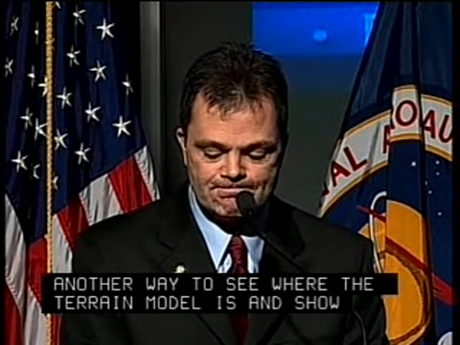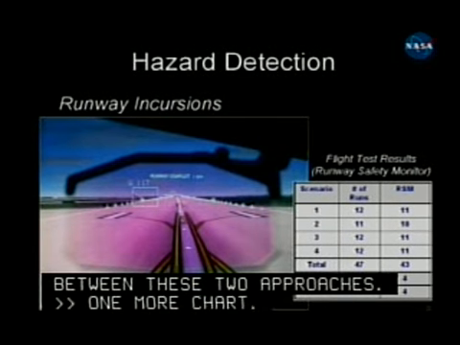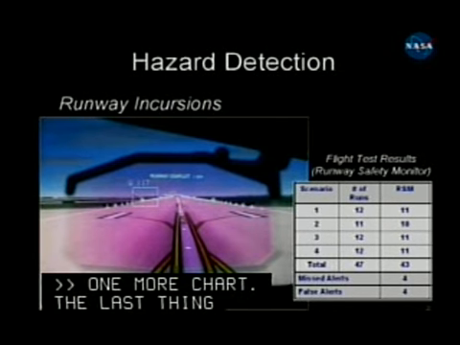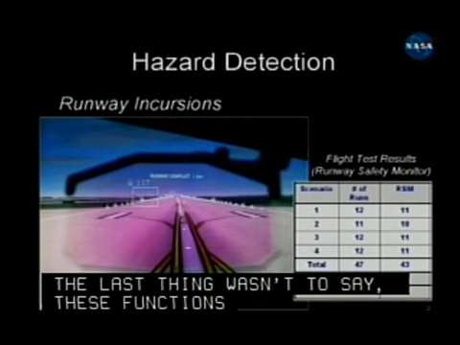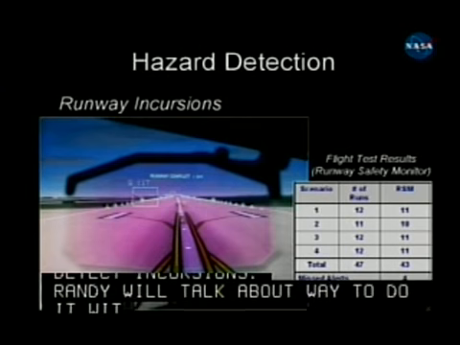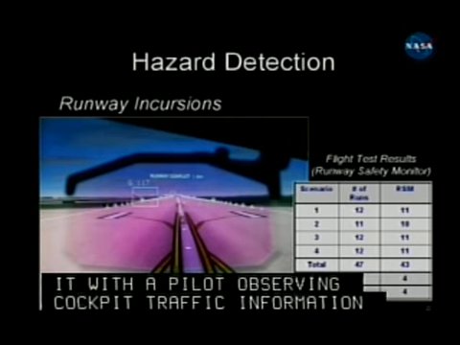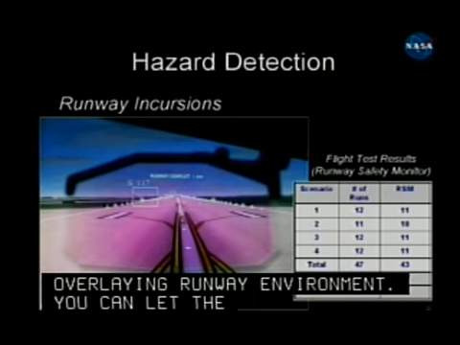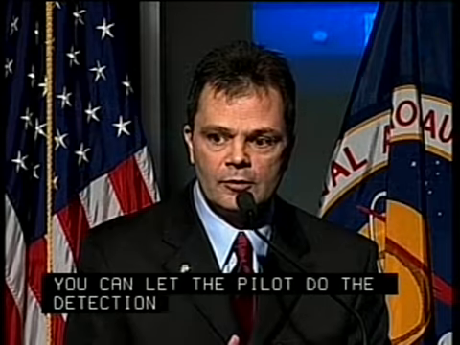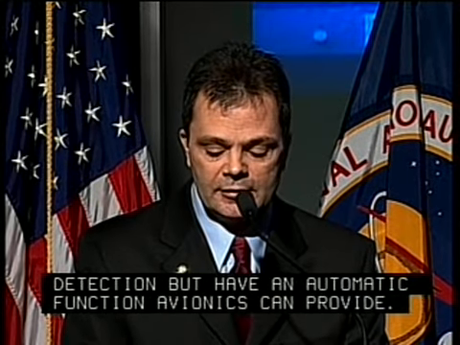One more chart. Last thing I want to say about avionics systems is this function that could automatically detect runway incursions. Randy will talk about a way you could do it with a pilot observing traffic on, for example, a cockpit display of traffic information that is overlaying on a runway environment. You could let the pilot do the detection, but you could also have an automatic function that the avionics can provide, where if we know where the traffic is, and we know where the airport runway is, and we know where we are, we can automatically detect these incursions and alert the pilot.